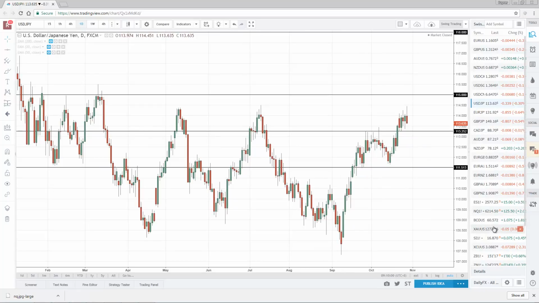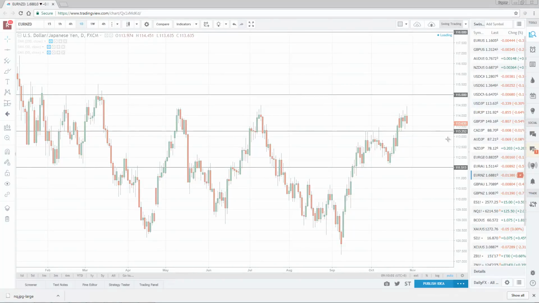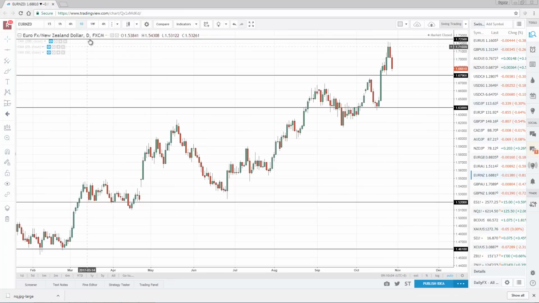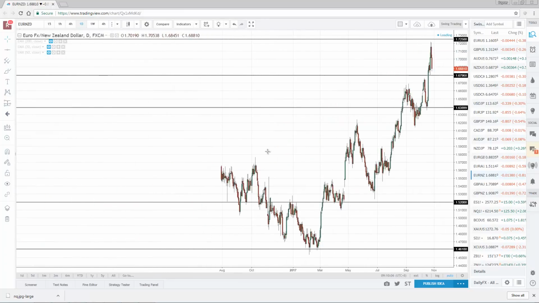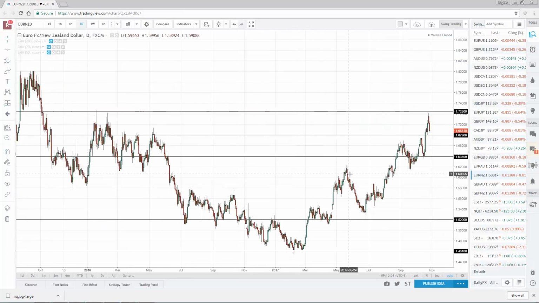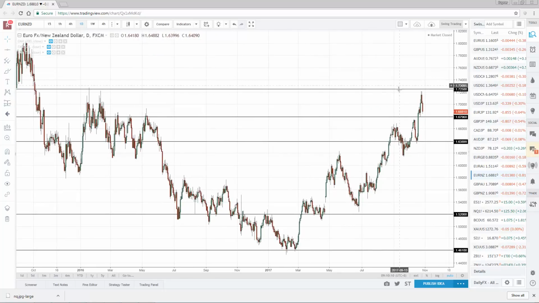And the last one that I think is worth talking about is Euro New Zealand. Just looking at the big picture, you can see that it's bullish compared to Euro Dollar. Euro New Zealand is much more bullish. You can see that it rallied quite a bit back into this area of resistance.